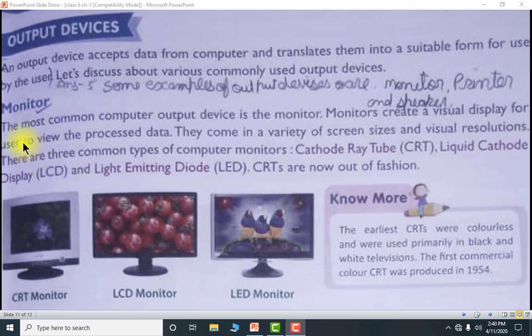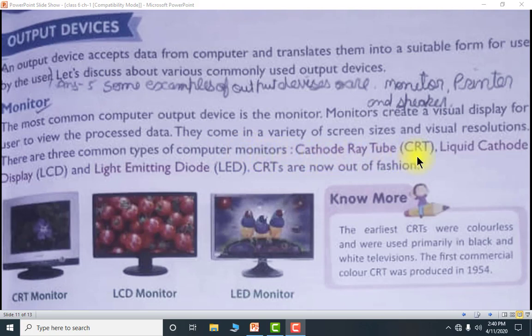The most common computer output device is the monitor. Monitors create a visual display for the user to view the processed data. They come in a variety of screen sizes and visual resolutions. There are three common types of computer monitors.